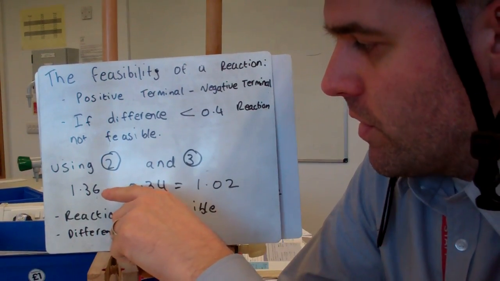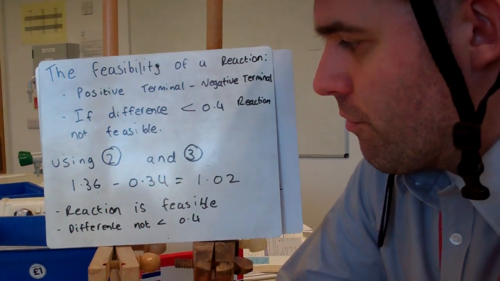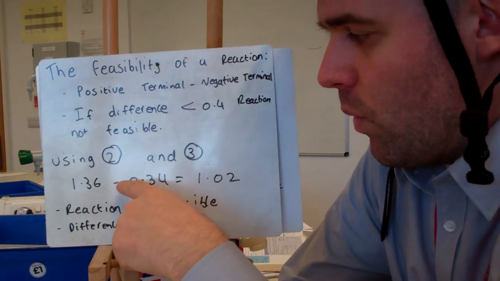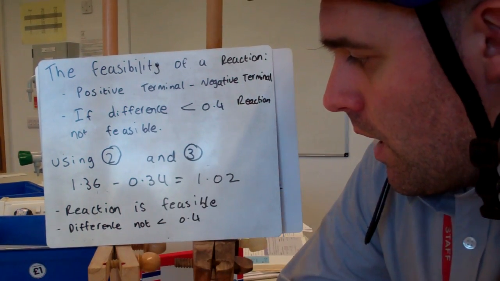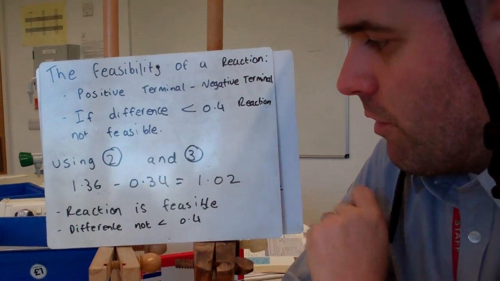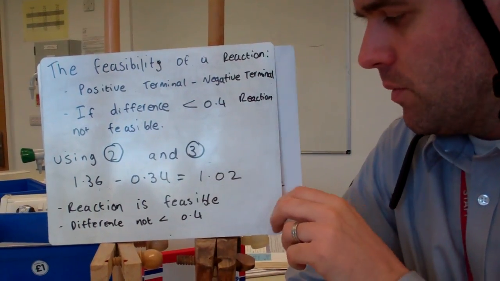So we do 1.36, take away 0.34. The reason we're taking this one away is because it's going backwards. And that gives us 1.02, so in this case the reaction is feasible.